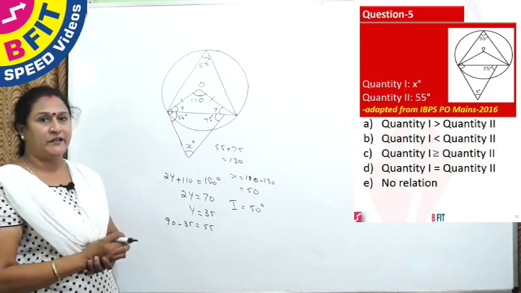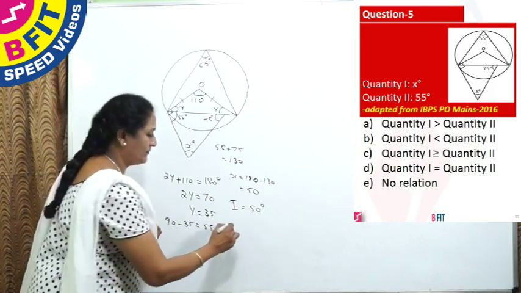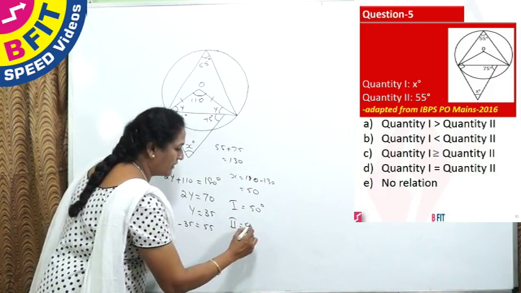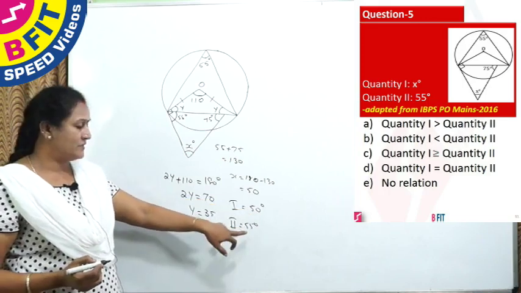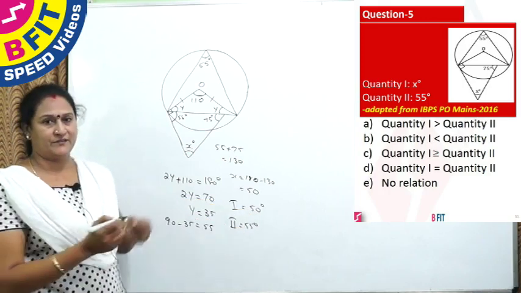So x is quantity 1, which we have got as 50 degrees. And what is quantity 2? That is this value, 55 degrees. So quantity 1, 50, is lesser than quantity 2, 55 degrees.